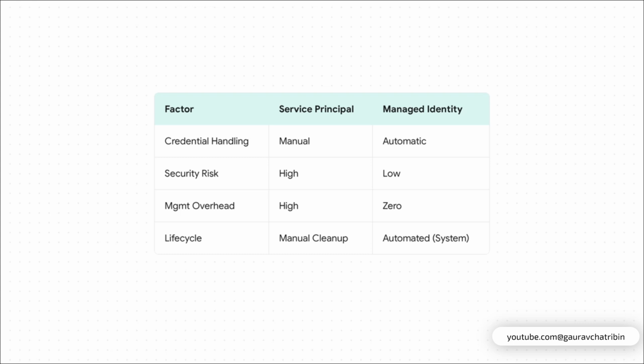Just look at the stark contrast. With service principals, everything is manual. That means a high security risk from leaks and a high management overhead. You have to worry about everything. Now, look at managed identities. It's all automatic. Azure handles it all, which means a low security risk and basically zero management overhead for you. So it really comes down to a trade-off. The go-anywhere flexibility of service principals versus the much, much better automated security of managed identities.